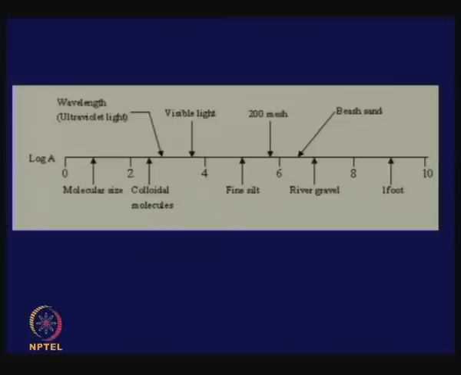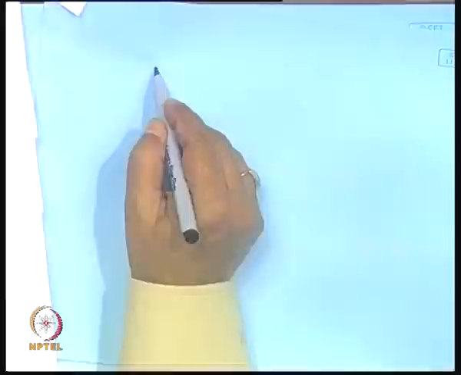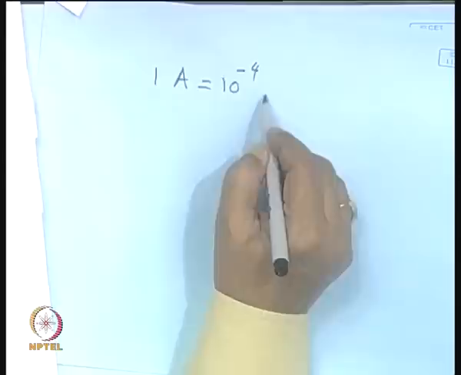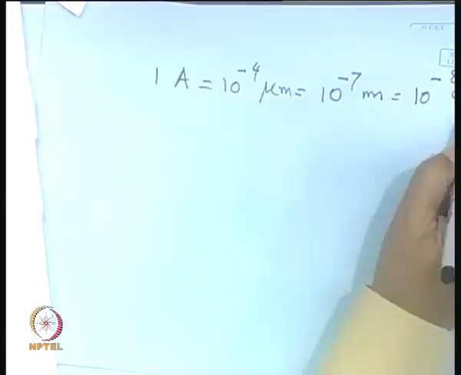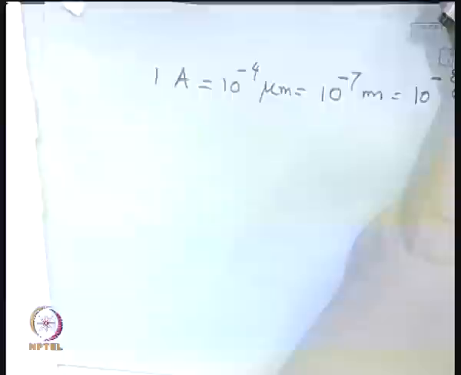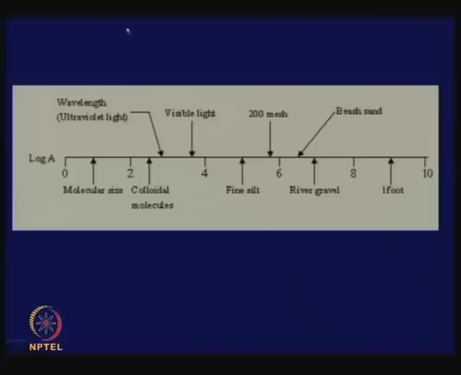You know what we mean by 1 angstrom: it is 10 to the power minus 4 micrometer, that is 10 to the power minus 7 millimeter, 10 to the power minus 8 centimeter. And you get an idea here that the fine silt would be here, the river gravel means the smaller particles are here, beach sand is here, this is a log scale. Now, very often we will actually operate in this kind of range in most industrial processes.